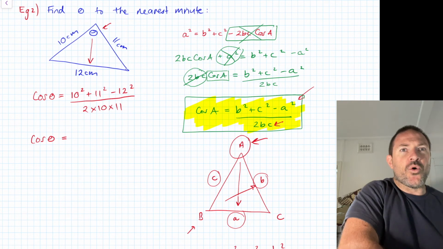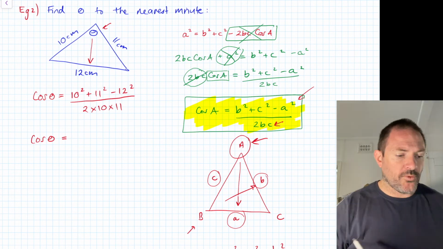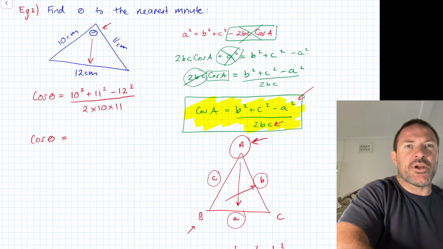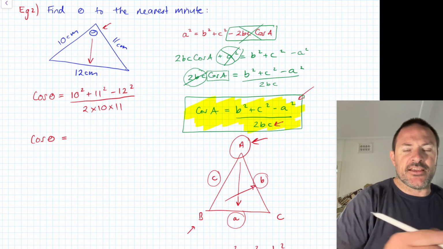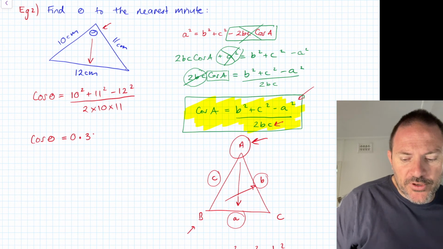And then all over 2 times 10 times 11. Now, again, you can do this in one hit if you would like. Now, we've got 7 over 20. I'm going to just press SD. I'm going to put it as a decimal, 0.35.